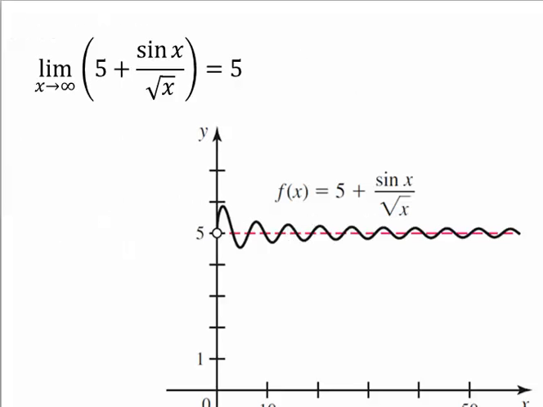And we've got a graph of that. So you can see the horizontal asymptote of 5, but can you also see how the amplitude is getting smaller and smaller? And that's what taking sine x and dividing it by radical x does. Dividing by radical x means that the overall expression of sine x over radical x has a smaller and smaller amplitude.